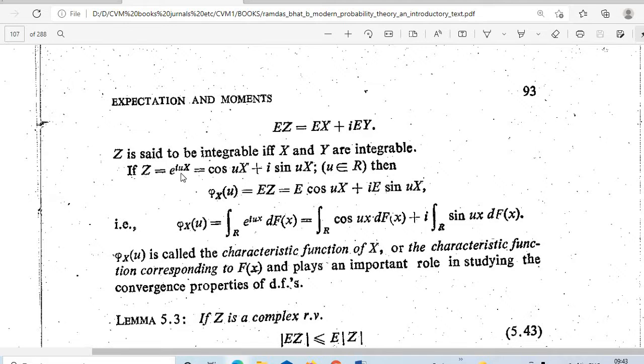Suppose z equals e raised to i u x. Then e raised to i u x can be written as cos ux plus i sin ux, where u is a real number. If you take the expectation of z, that is nothing but the characteristic function.